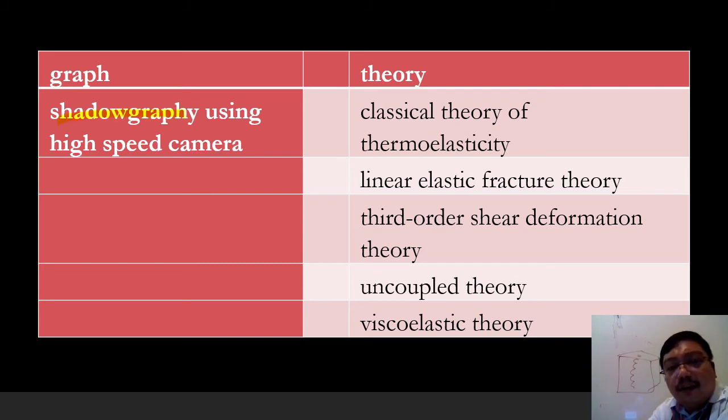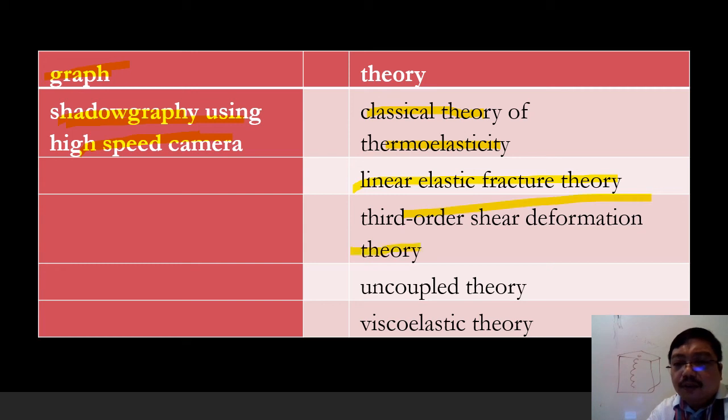Shadowgraphy using a high speed camera. If you really read the journal content, not only the abstract, you may see many graphs. They mention graph A, graph B, graph C. They want to plot A, plot B, plot C. And these are the theories. You may want to study about these theories first.